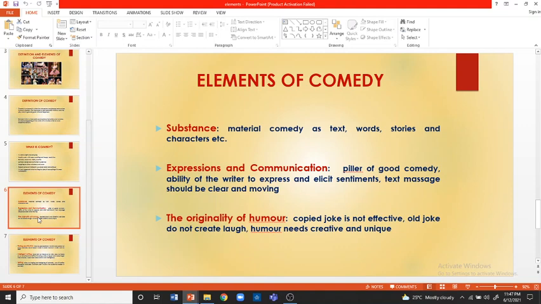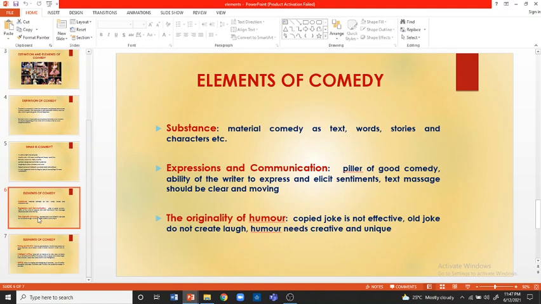Substance means here the material of comedy. Which material do we use for comedy? That is text, words, stories and characters, which we use in comedies. Substance here refers to the material of the comedy. We use text, words, stories and also characters. All these things are called the substance, and it is the first and very important element of comedy.